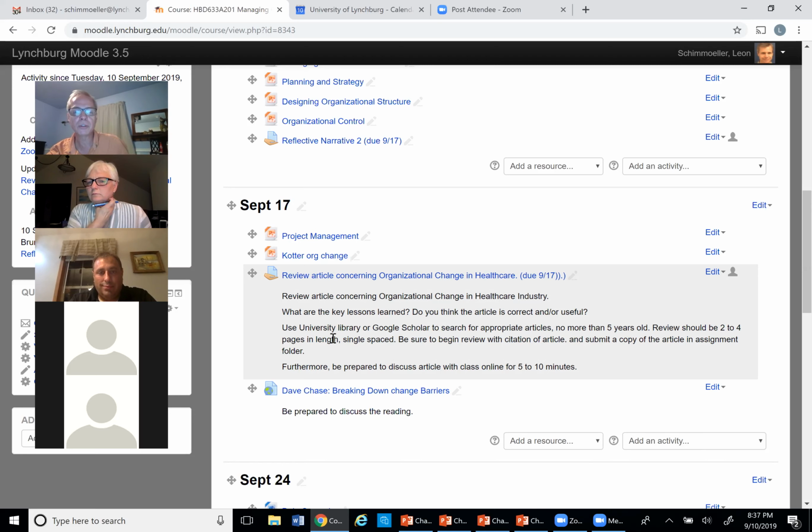Your review should be 2 to 4 pages in length, single spaced, right? I think I told you reflective narratives should be double spaced, but make this single spaced, so about 2-3 pages, something like that. Make sure you put a citation on the article, so if I want to find it, I can go find it. But tell me what you think of these articles and what they thought about. And again, that's due in on the 17th.